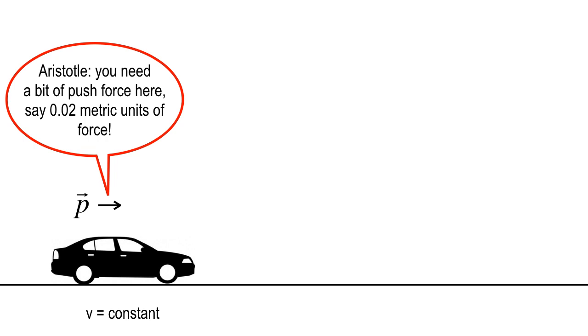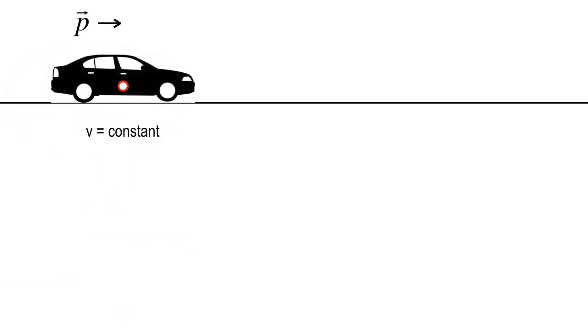Aristotle. You need a bit of push force here, and let's say that's 0.02 metric units of push force. So that's the symbol P to represent push force. And this is on a little car here. All right, and so Aristotle said, you can have constant speed, no problem. You just have to have a little bit of a push force. So let me put that up here, and go ahead and make a dot here to represent the center of mass of this car, kind of in the middle there between the wheels.